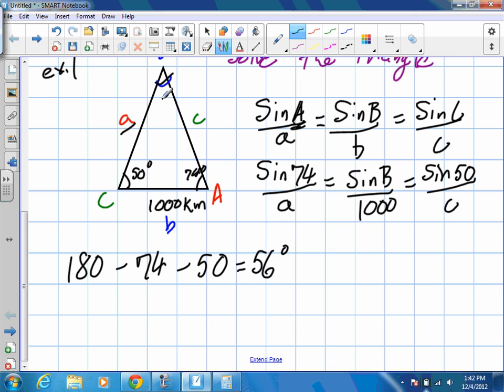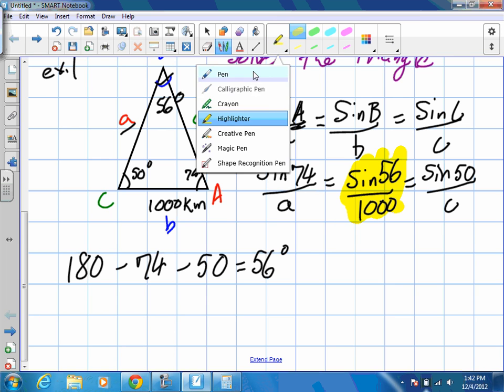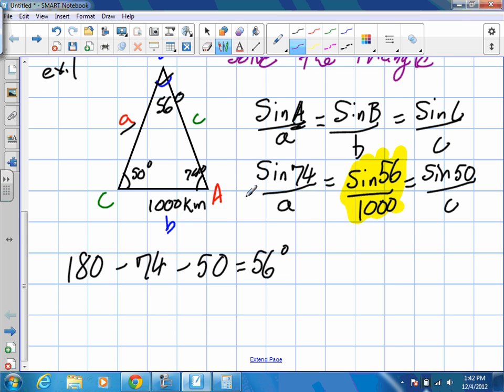Well, that changes stuff for us. Now what you're going to notice, if I replace angle B with 56, I have one complete ratio, which is perfect. We need to have one complete ratio in order to work with this. So now that I have one complete ratio, I can solve for either angle A, side A or side B. What we're going to do is solve for both. I'm going to split this page in half, and we'll do side A in purple, and we'll do side C in red.